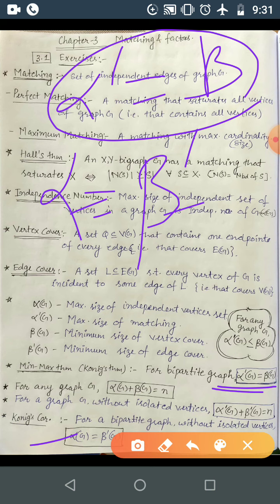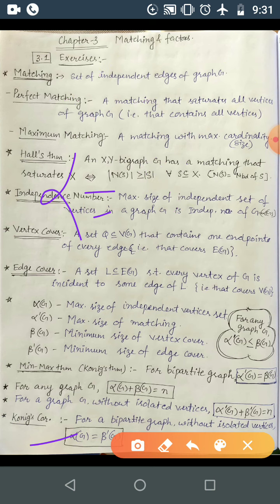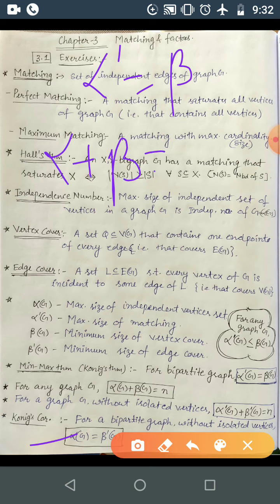We will infer this statement, alpha is equal to beta dash for a bipartite graph. How? Because it is given as G is bipartite, so alpha dash is equal to beta, and for all graphs we have alpha plus beta is equal to n. Correct. And as G has no isolated vertex, alpha dash plus beta dash is also equal to n. So n is same in both, so we can compare alpha dash plus beta dash with alpha and beta.